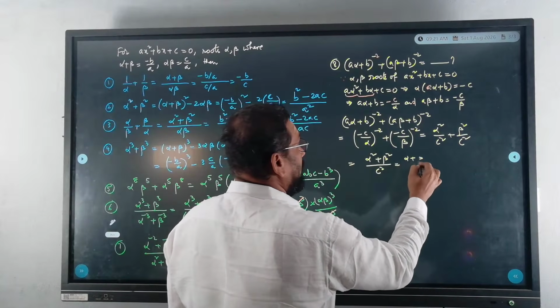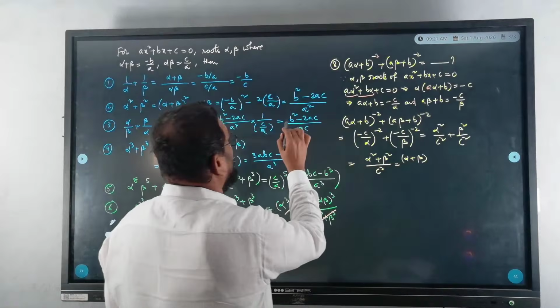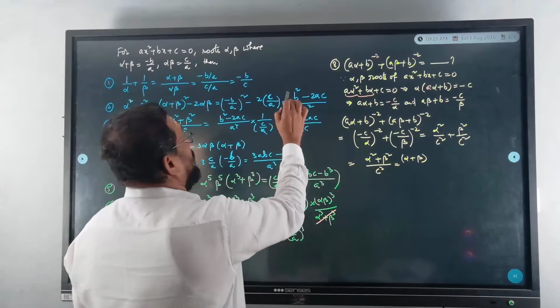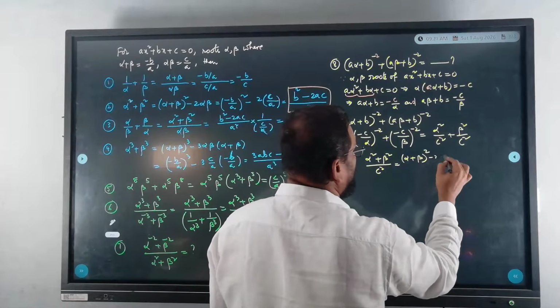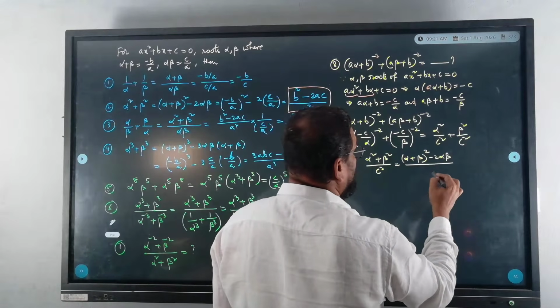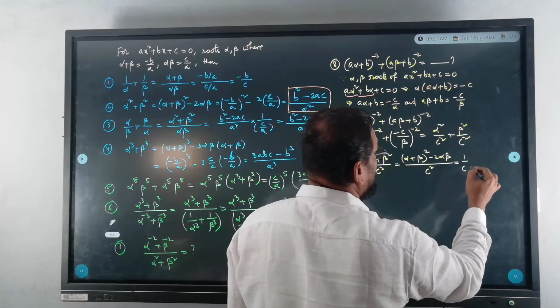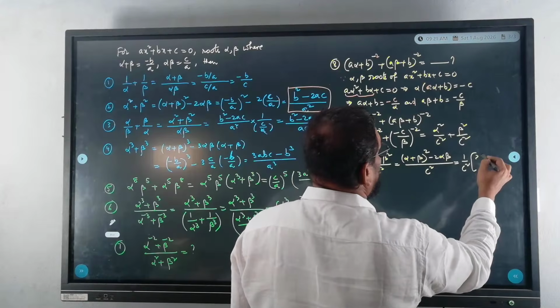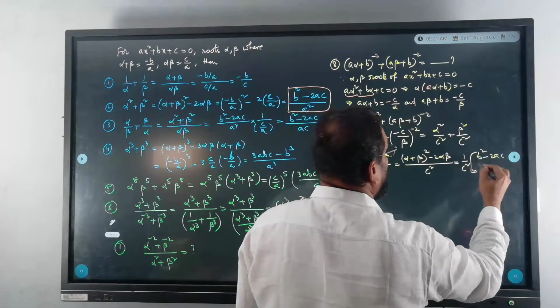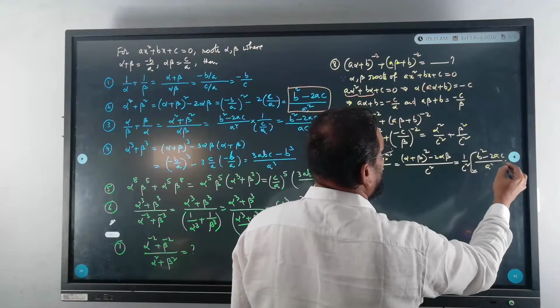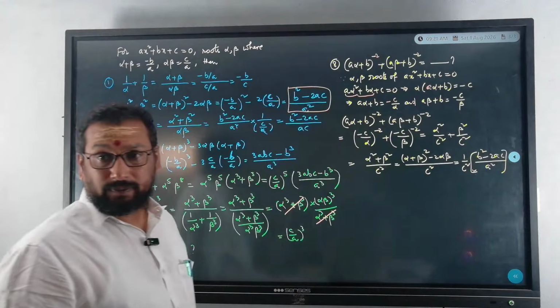If you remember, the alpha square plus beta square value is here. If you don't remember, alpha plus beta whole square minus 2 alpha beta by c square. So 1 by c square into b square minus 2ac by a square. That's the required value.